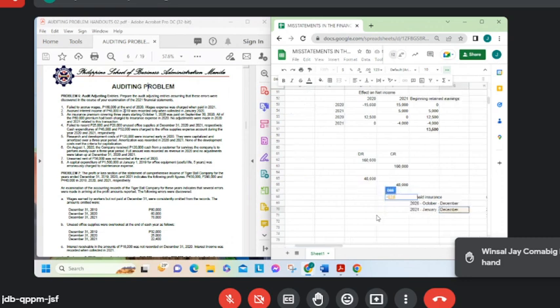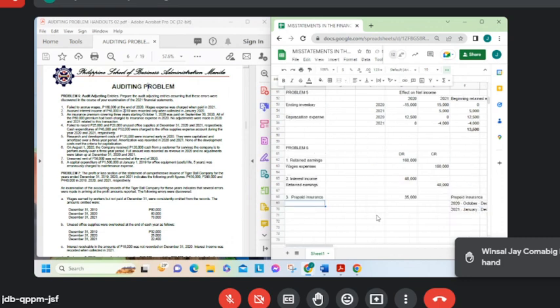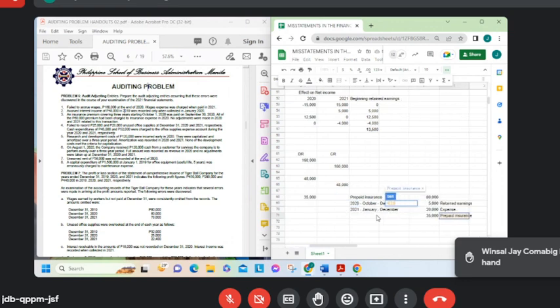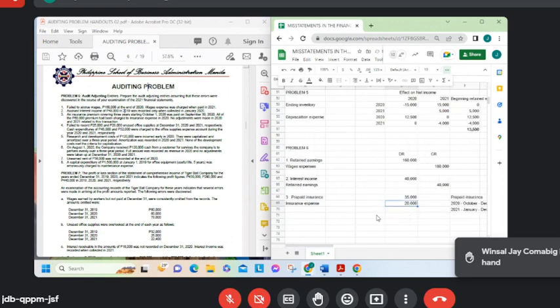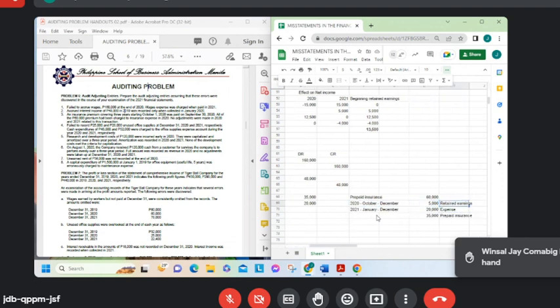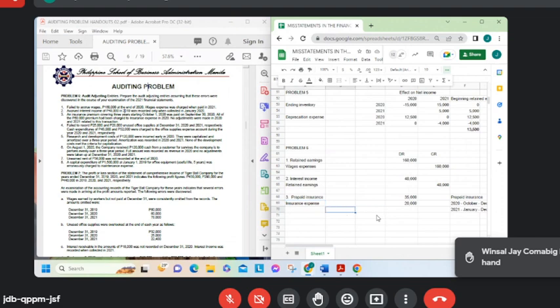So the entry to correct this error is, one, a debit to prepaid insurance amounting to 35,000, and a debit to insurance expense amounting to 20,000. So that is for the current year expense, no? And then tama, retained earnings.